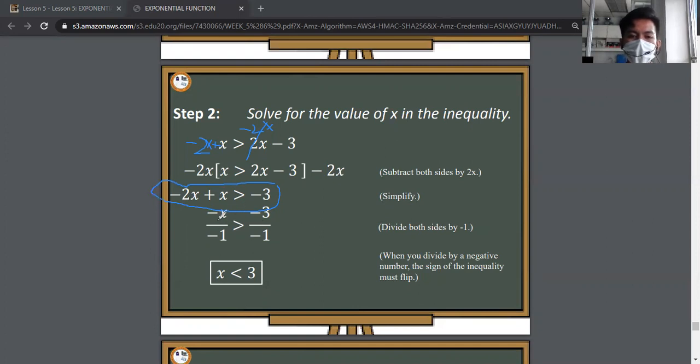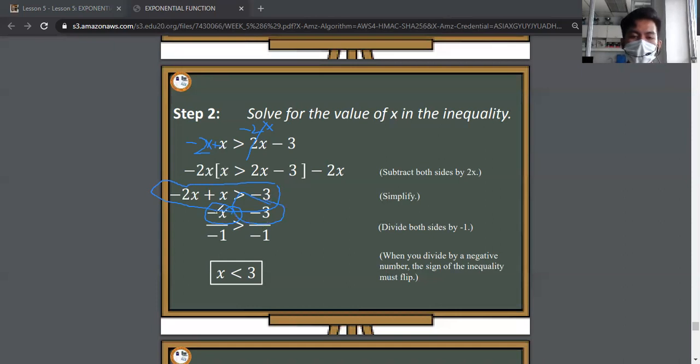Then, negative 2x plus x is equal to x. Ito po. Then, yung second term po natin which is negative 3.